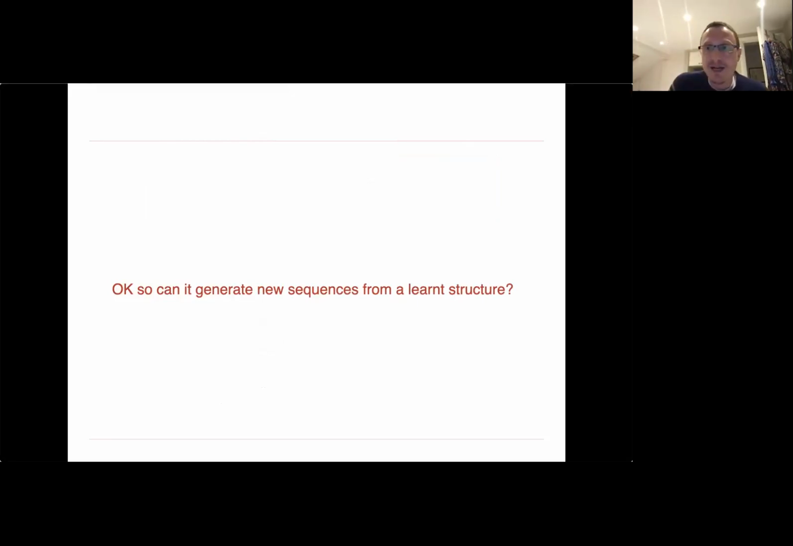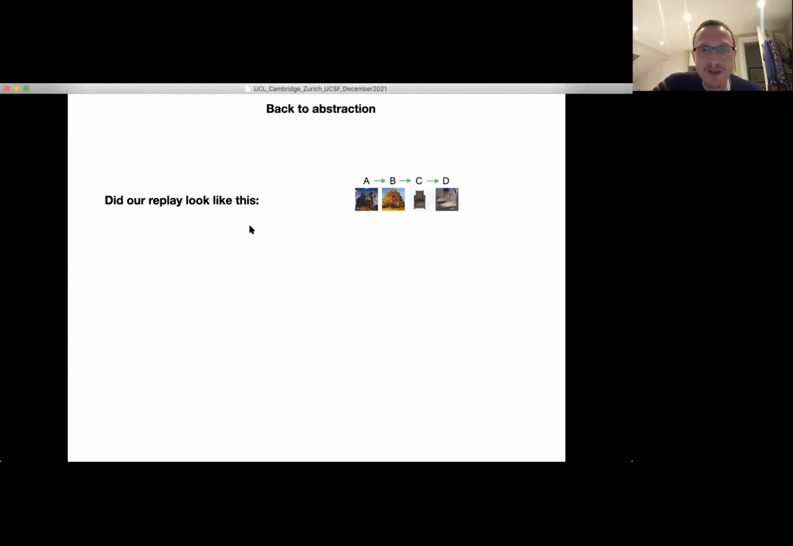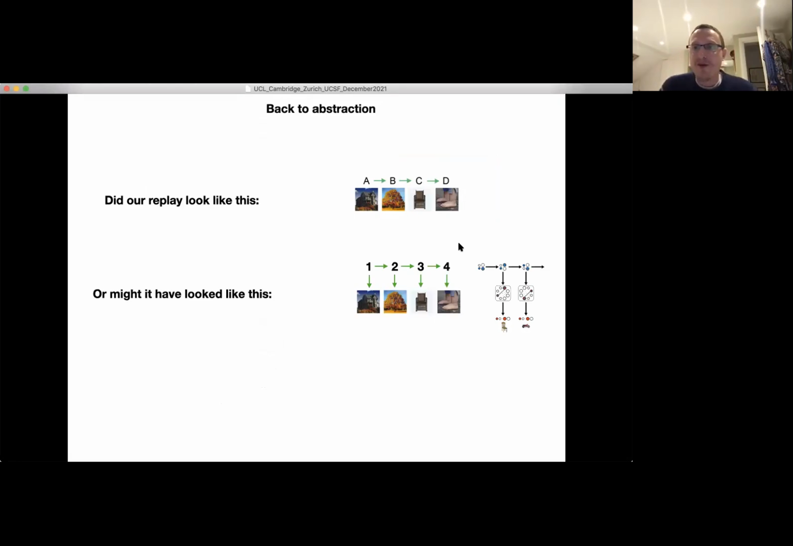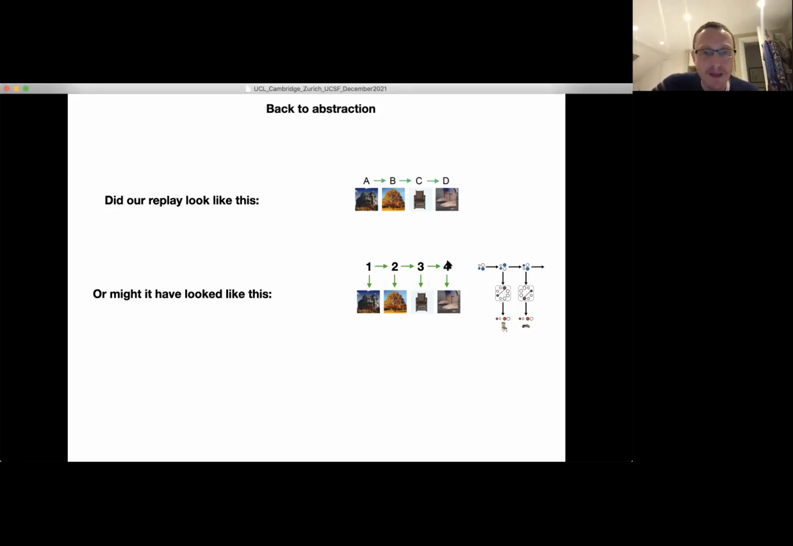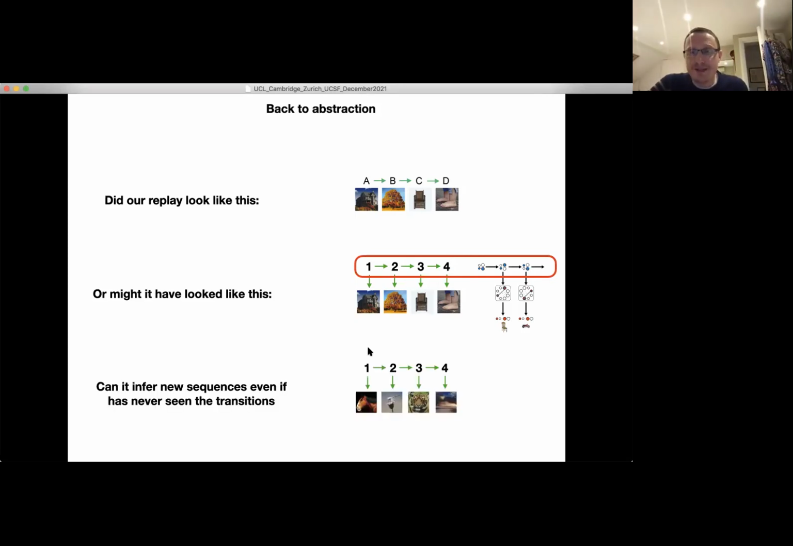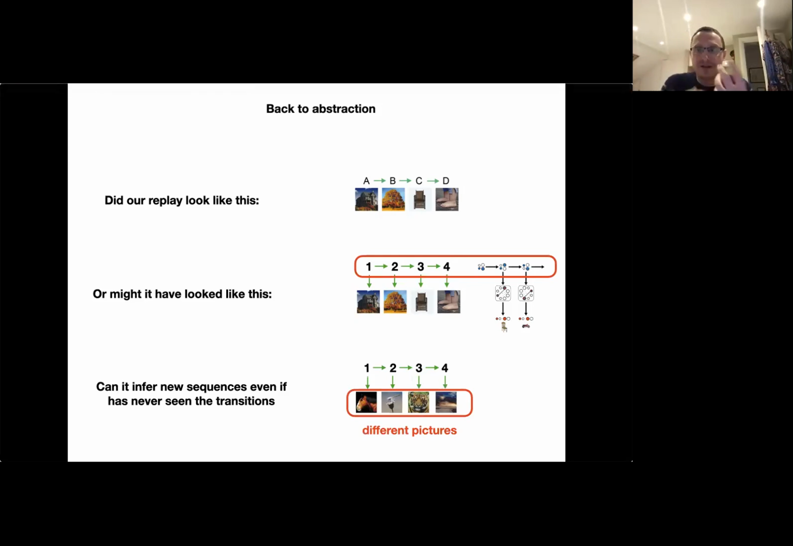Can it generate new sequences from a learned structure? The question is this: did our replay look like this, which is what is often assumed in the rodent literature, ABCD, or is it more the kind of thing that I was showing you from those cells of Anna's earlier, where it went 1, 2, 3, 4, which was in this abstraction bound to this other representation of the pictures, which is what we've been saying is true of almost all the data I've shown you so far, these coordinates up here? And if it has these coordinates, then the point of having them is that you can make inferences, you can immediately put together a new sequence with different pictures. Can it do that, right?